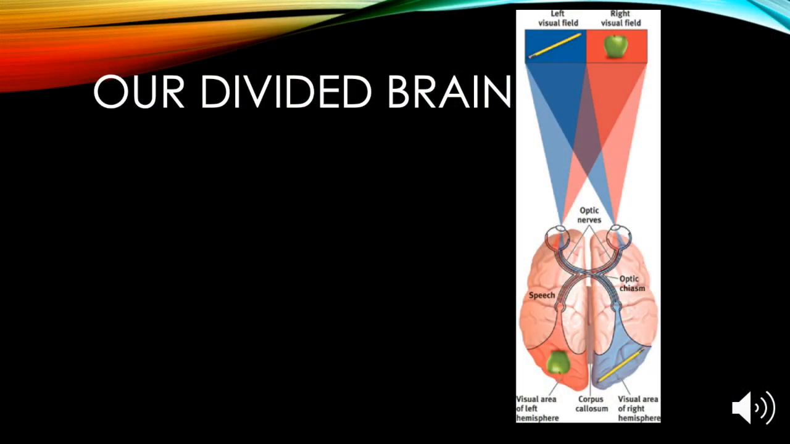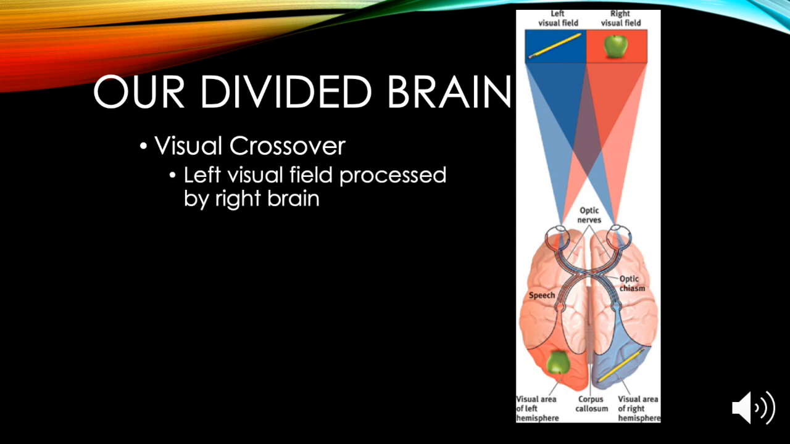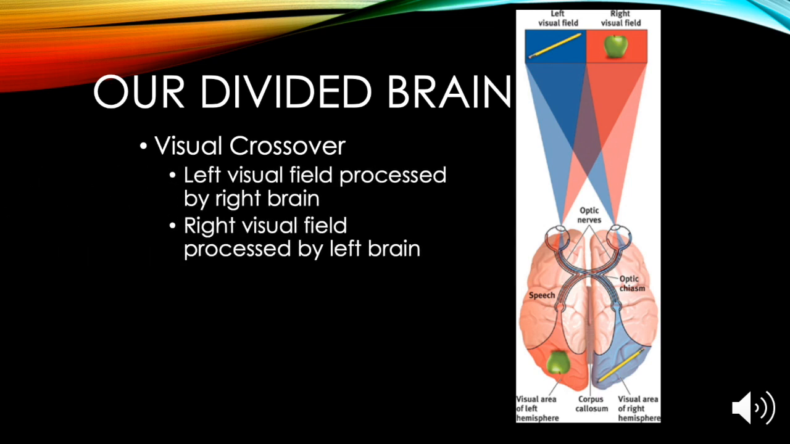Here's a picture of kind of how that looks. This really does a good job of demonstrating that the left hemisphere processes the things on the right side, and the right hemisphere processes things on the left side. And this is what is known as, when you're doing it through the eyes, visual crossover. So this happens visually, but it also happens with hearing and that sort of thing.